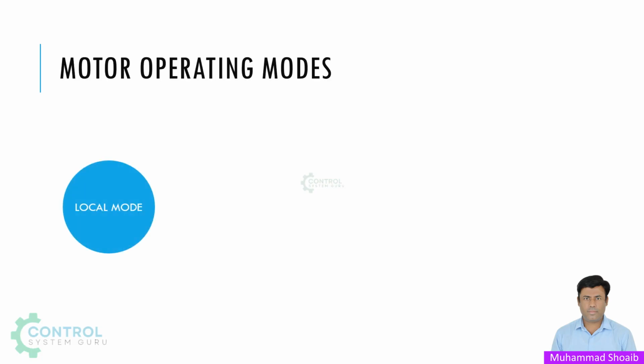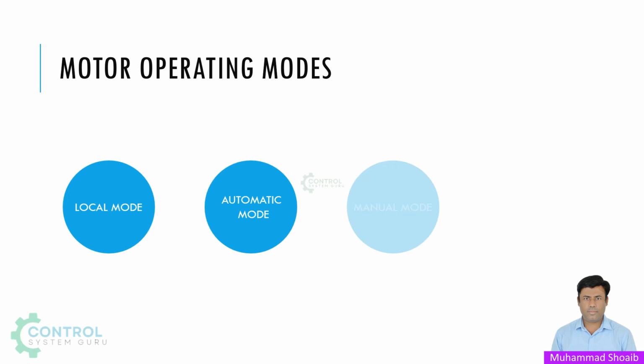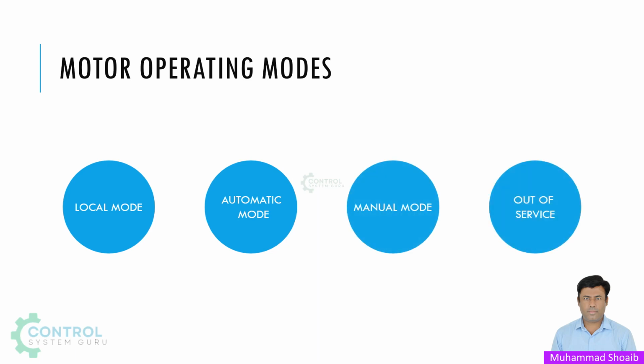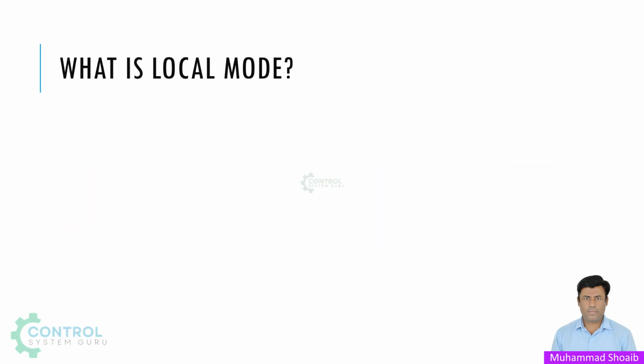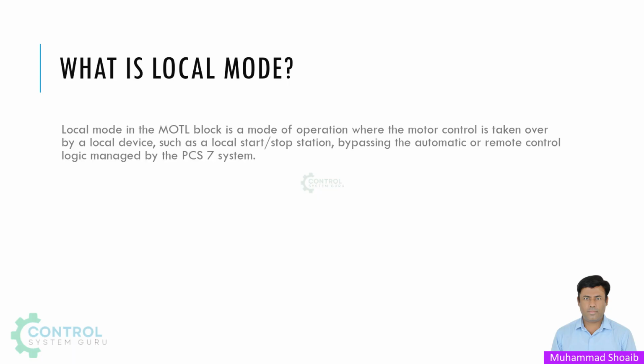So in the motor large block, there are four types of modes. The first mode is that we can operate the motor in local mode, then automatic mode, then manual mode, then out of service mode. So let's understand all these modes step by step. The first is, what is local mode?